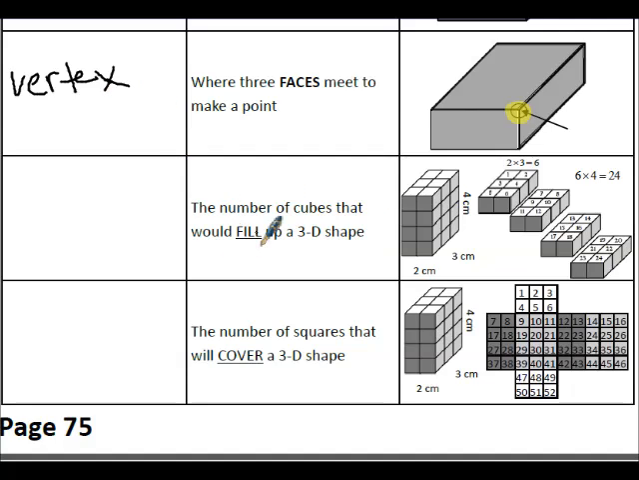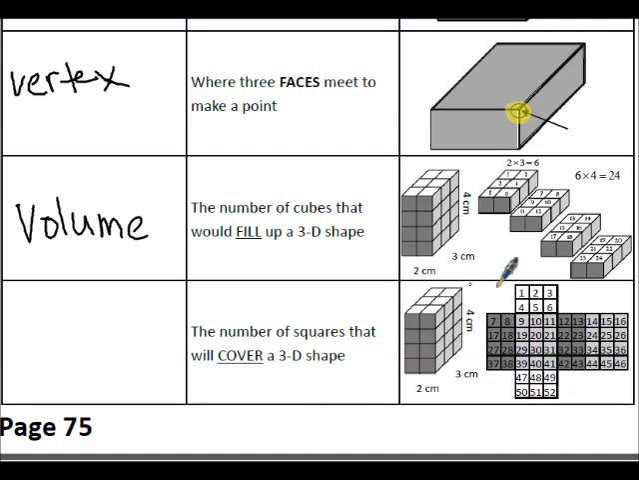The number of cubes that would fill up a 3D shape: I look and I see that I have 4 different layers, and if I take those layers off, each one has a 2 by 3, or 6 cubes, and then 6 times 4 is 24. So we just figured out the volume, or how many cubes would fill up that rectangular prism.